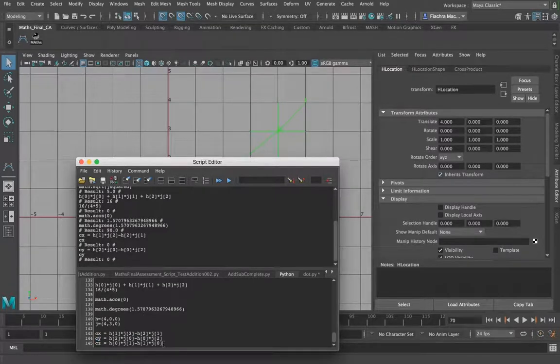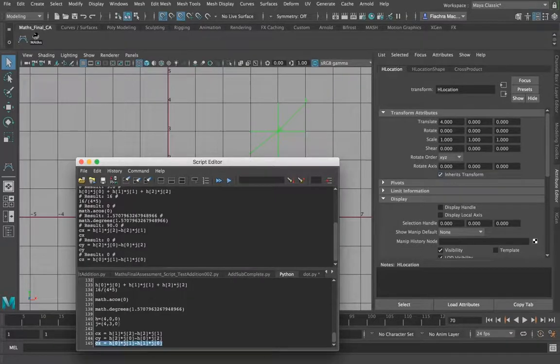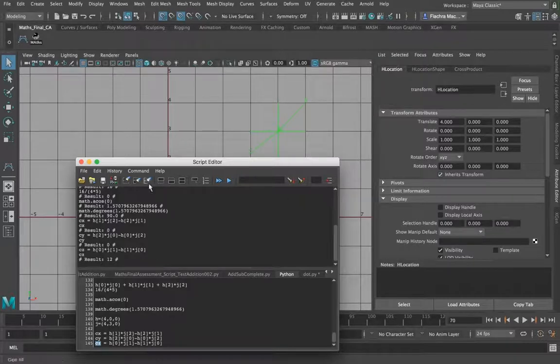Finally, to get the z coordinate, I multiply the x coordinate of h by the y coordinate of j, subtract that from the y coordinate of h multiplied by the x coordinate of j. And that gives us 12.